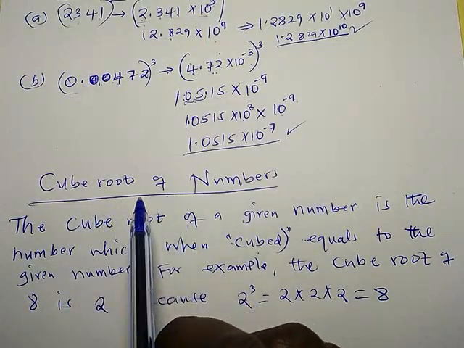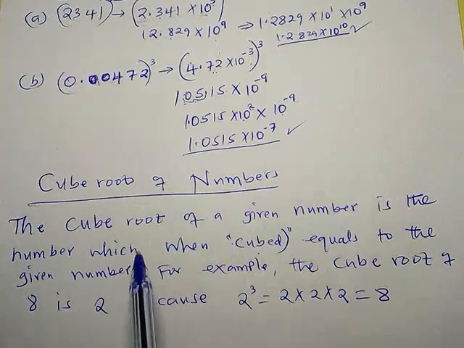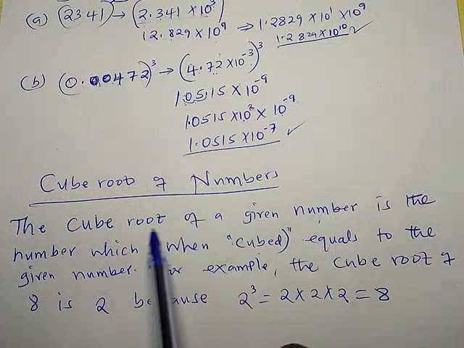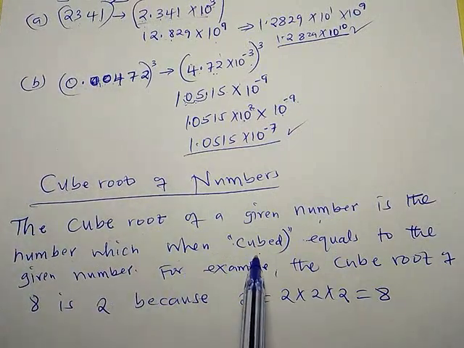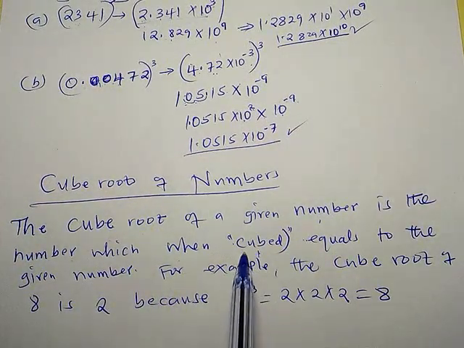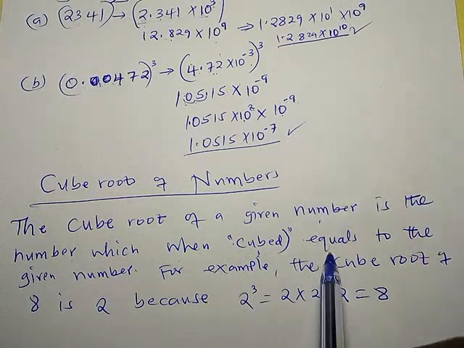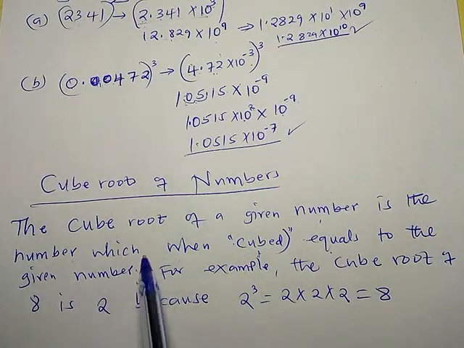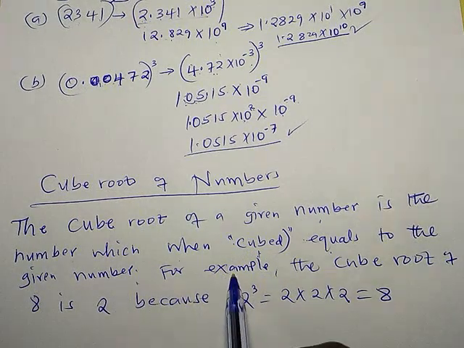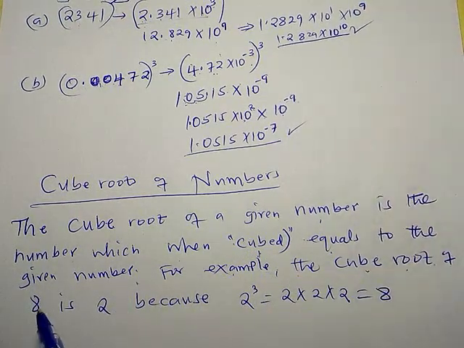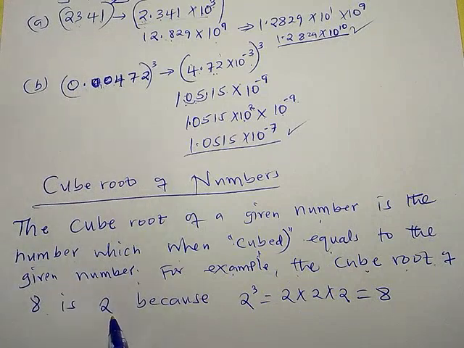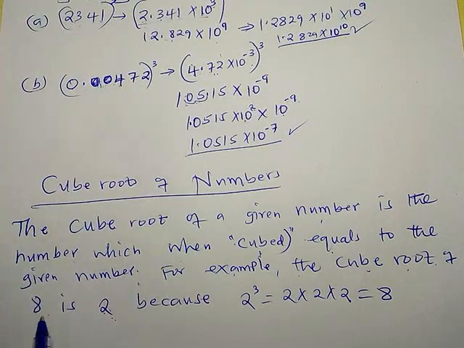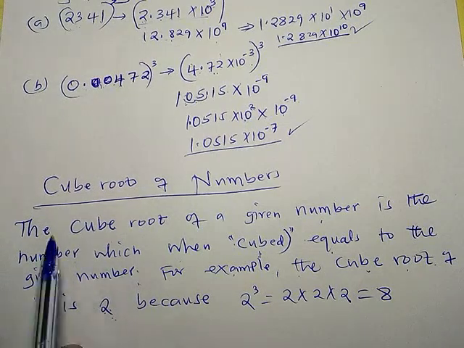The cube root. Now we are moving to the cube roots of numbers. The cube root of a given number is the number which when cubed, which when multiplied 3 times, equals the given number. For example, the cube root of 8 is 2. Why? When you cube 2, the answer should be 8. That's why we are saying this.